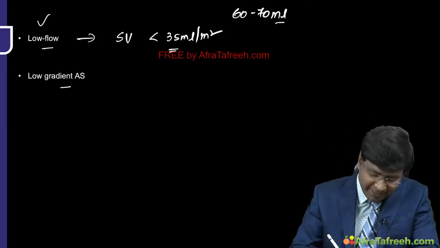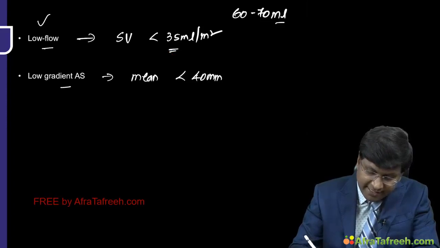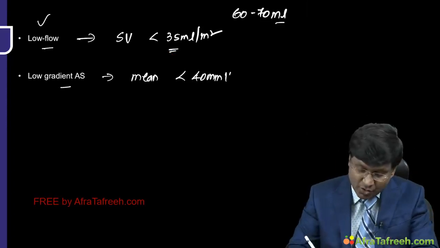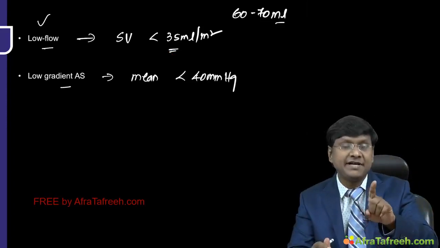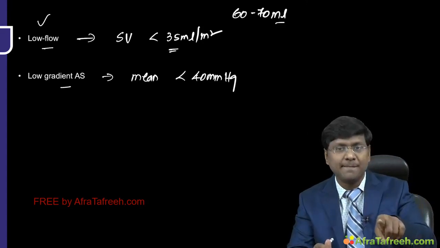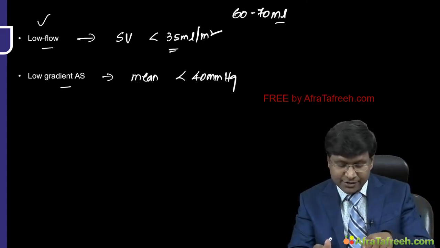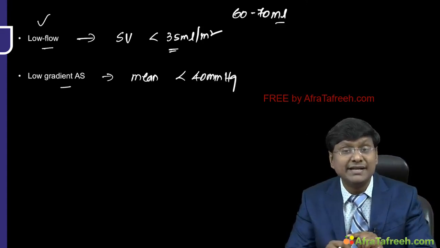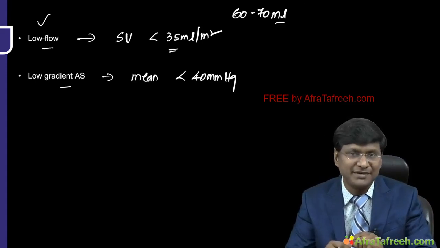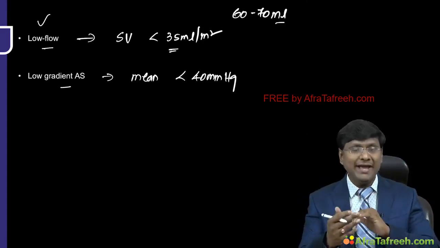Low gradient aortic stenosis. So how much will be the mean gradient? The mean gradient will be less than 40 millimeters of mercury. To call it a severe aortic stenosis, it should be more than 40. Whereas in low gradient aortic stenosis, the mean gradient is less than 40 millimeters of mercury. Now, why and how?